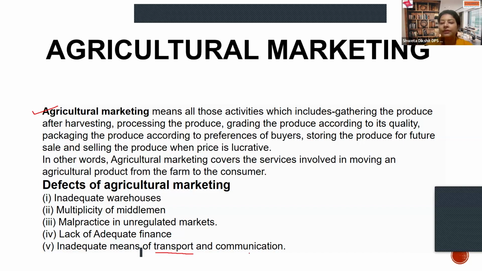They don't have sources of communication, therefore they are not aware of the prices announced by the government, like MSP, that is minimum support price. So there are so many challenges related to agricultural marketing.